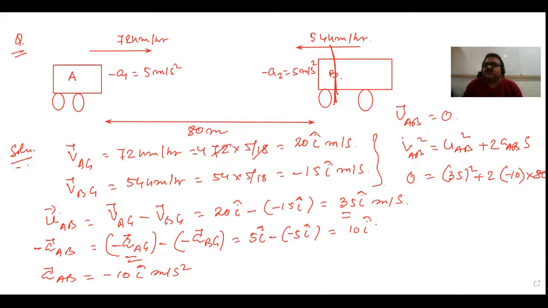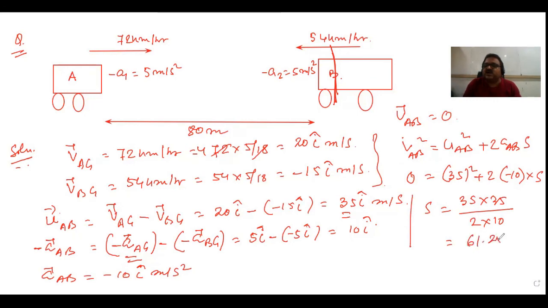We need to find out the stopping separation. Let me do the calculation. S is equal to 35 into 35 by 2 into 10. 35 into 35 divided by 20. So this is coming around 61.25 meter.